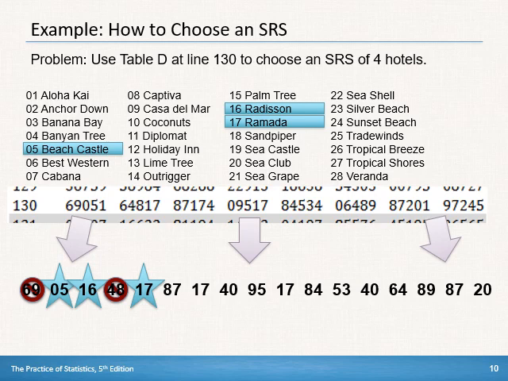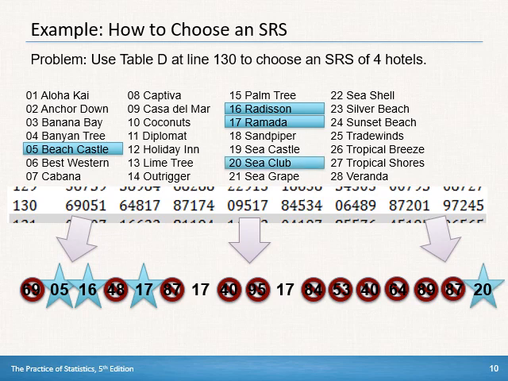And then the next one's 87, too big. We're going to ignore that. Notice in this case, sometimes depending on what we're doing, repeats are okay, but here we can't sample the Ramada twice, so we're going to skip over that one. And actually 17 shows up again, so we're going to ignore that. All the other numbers are too big until finally we get to 20. So the C Club is our fourth and last hotel that we need to sample.